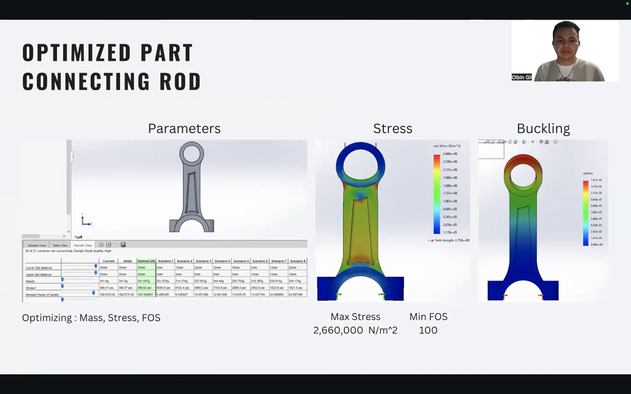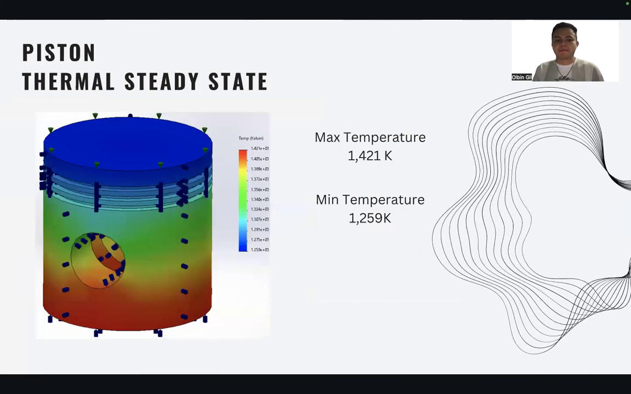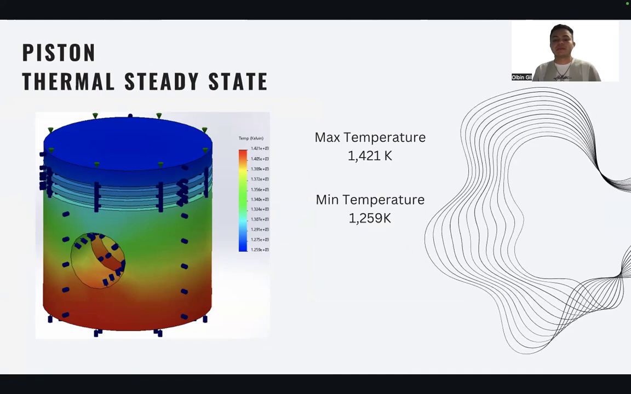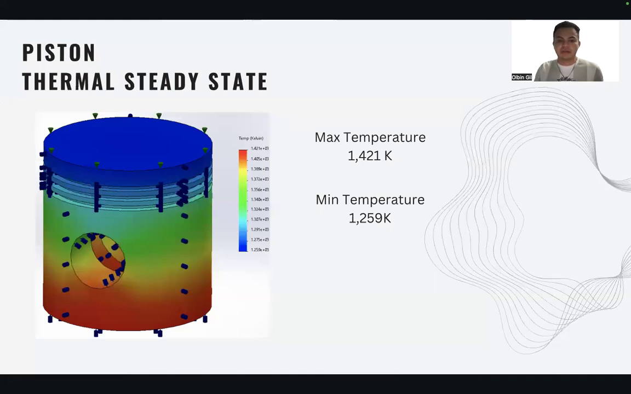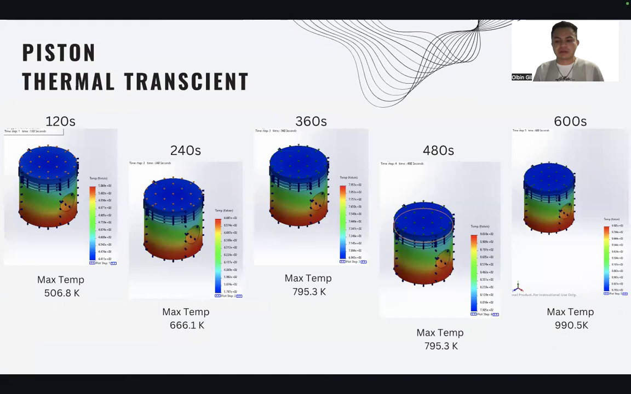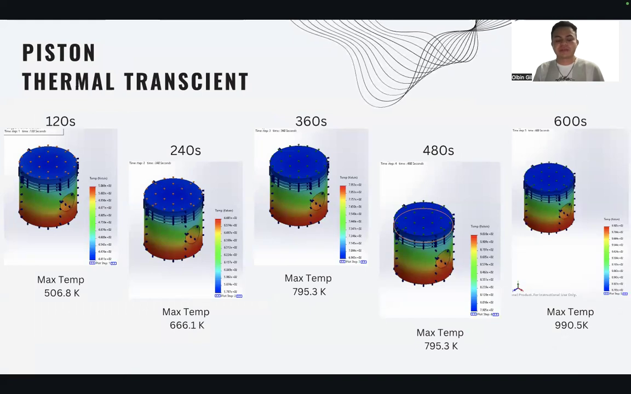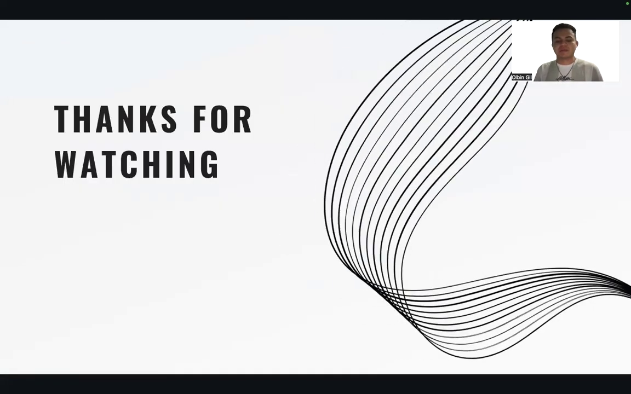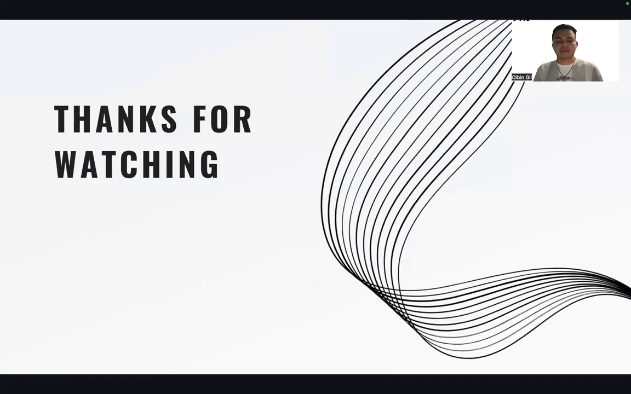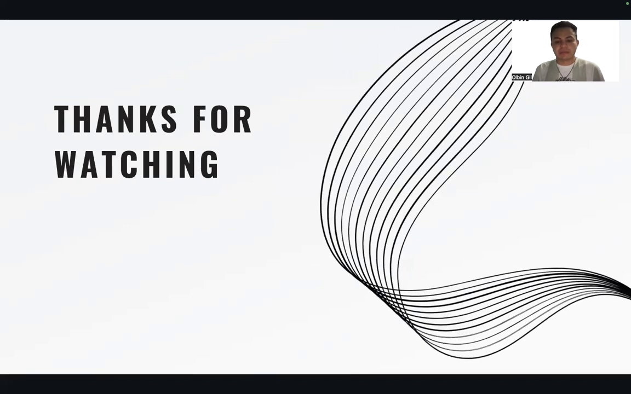If we look into the thermal studies, we see that the max temperature that the piston head experiences is 1,421 Kelvin, and a minimal temperature of 1,259 Kelvin. And it changes over time in increments of 120 seconds, first starting with 506 Kelvin and increasing to 99 Kelvin. With these studies, we'll be able to understand how engines like ours will experience parameters seen in real life motorcycles.